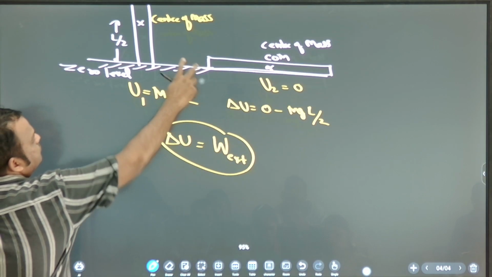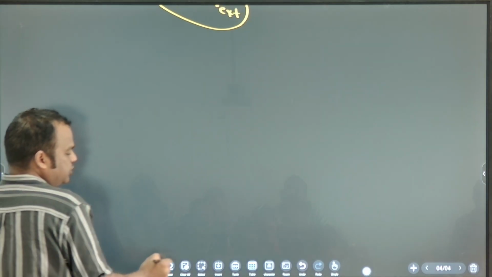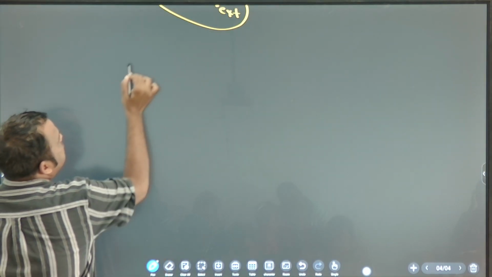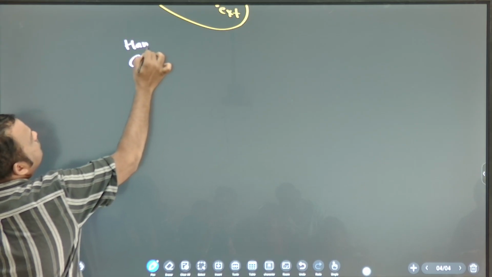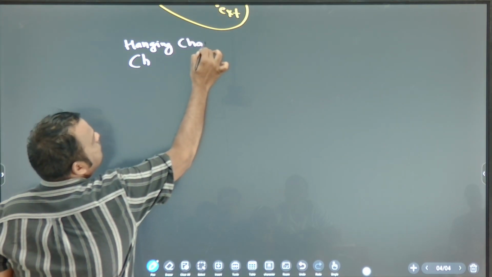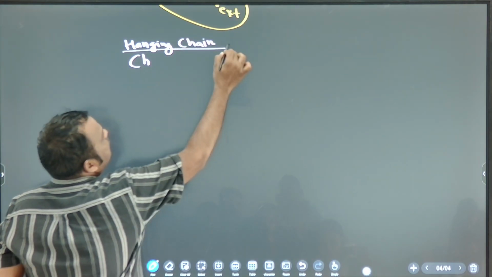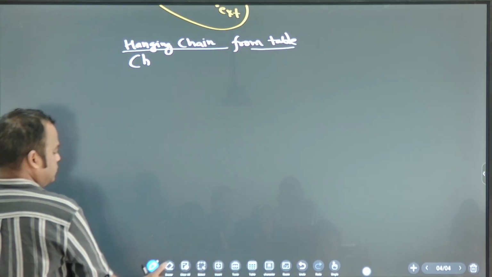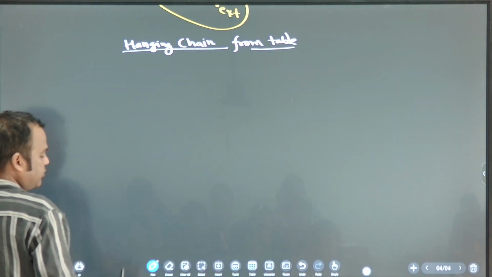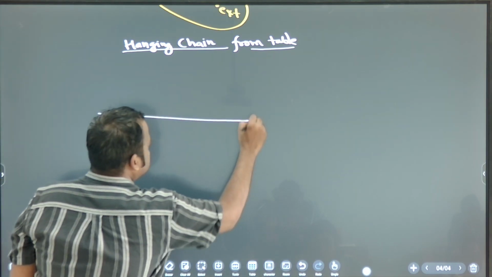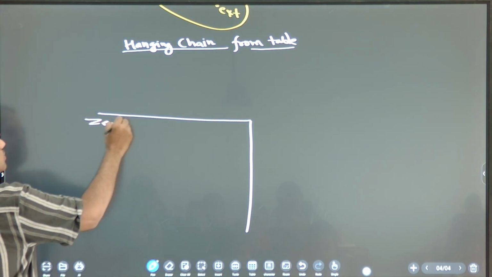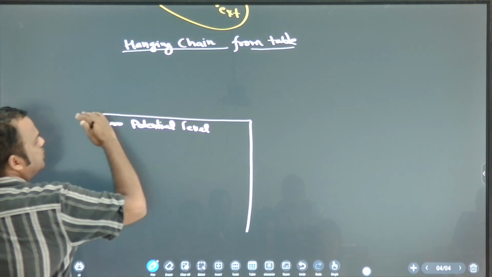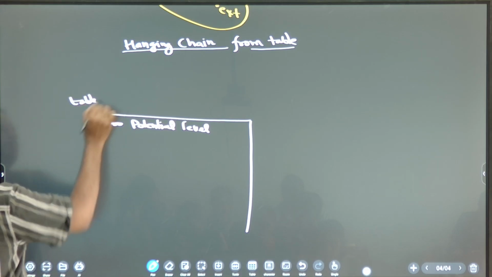Next, let's do one question on chain. Note down: hanging chain from table. So suppose this is the table. Now the table you can assume as zero level. This is the zero potential energy level. It's a table. Now the chain is there.